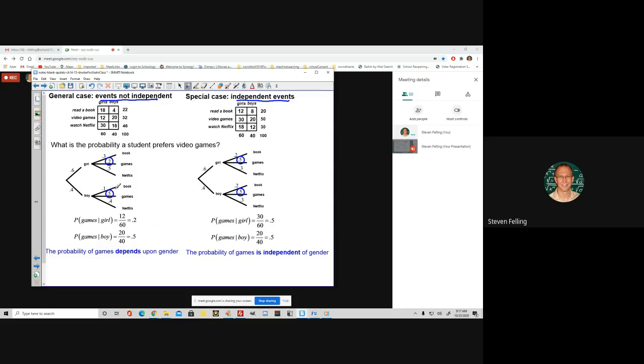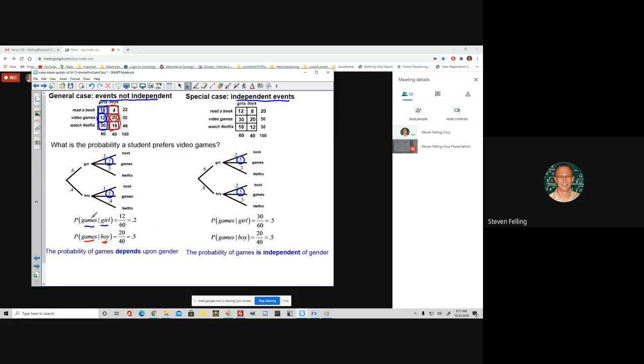Okay. And so if I wanted to find, for example, the probability of games, given that somebody's a girl, then I would say, all right, the girls are 60 here, right? And out of the 60, 12 of them are games, right? So that's 20%. And then if I wanted to compute in another column, what's the probability of games? Again, another way to calculate probability of games, but this time given a different condition, given that we're talking about the boys, right? Then that would be 20 out of 40. And that would be 50%.